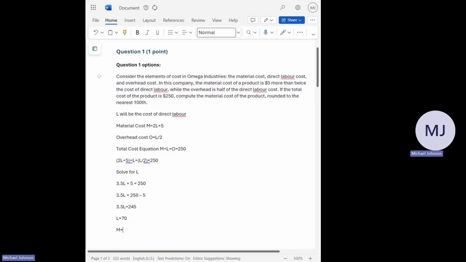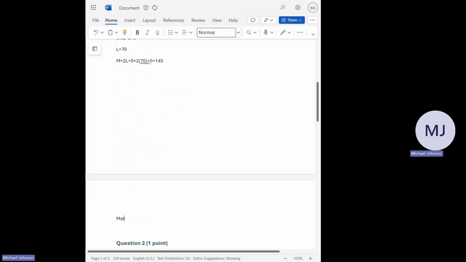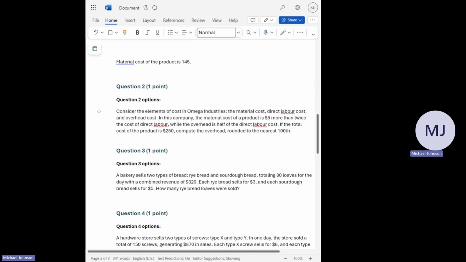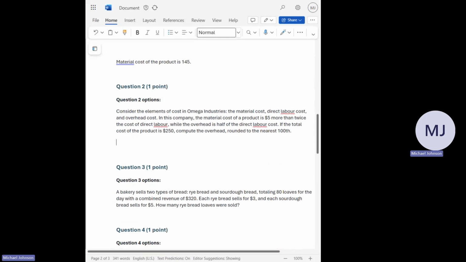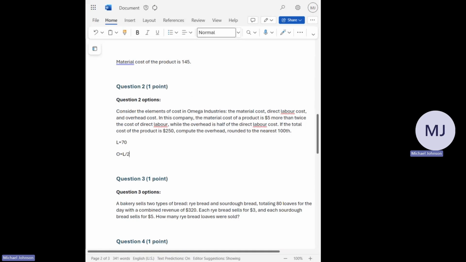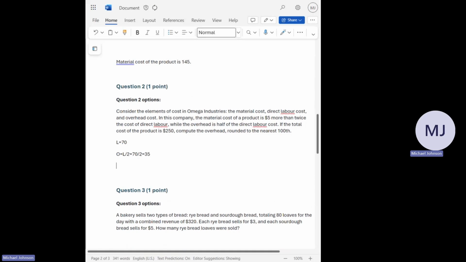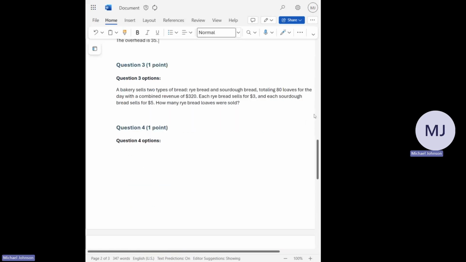And then M is 2L plus 5. So to do that, you put in 70 for L, and you get 145. So M is 145. So the material cost of the product is 145. And then question 2, you would take the direct labor cost of 70, and then you take the O equation, which is L divided by 2, 70 divided by 2, and you get 35. The overhead is 35 here. So you get that for overhead.